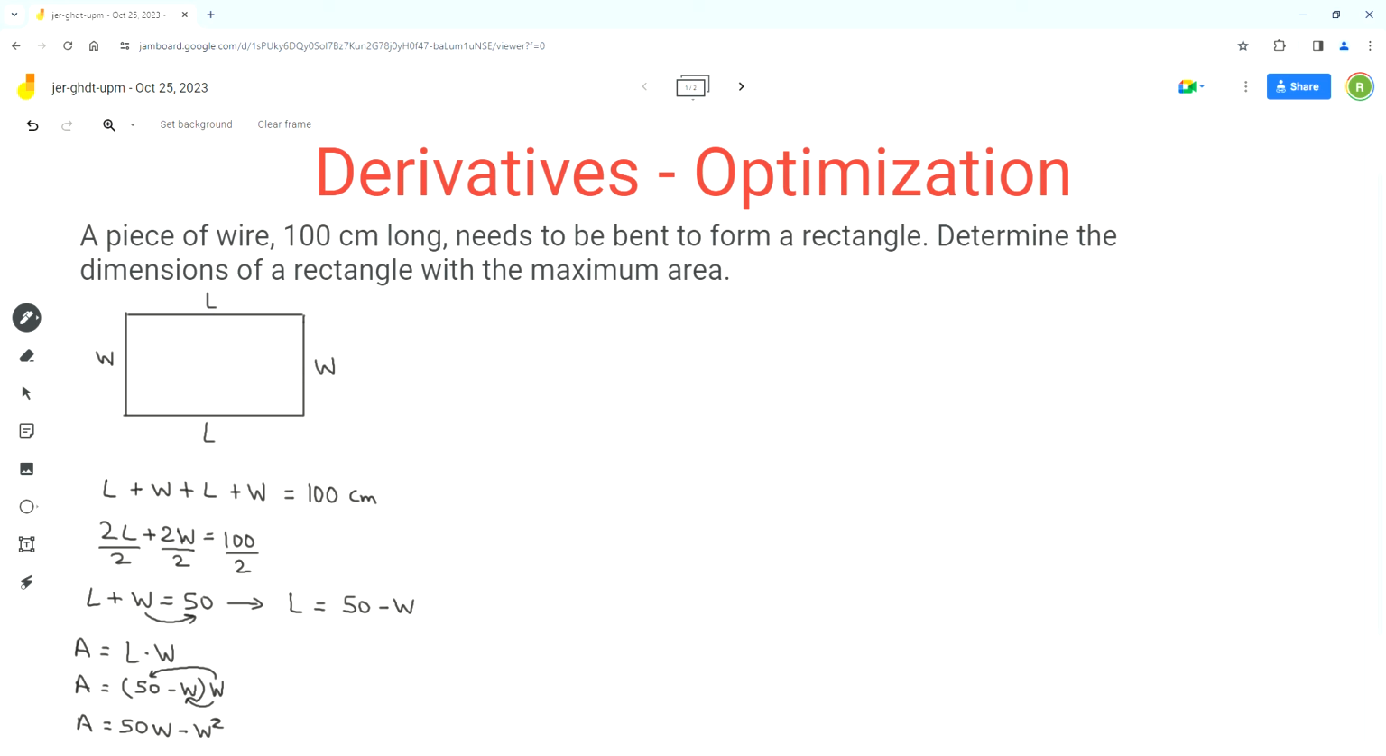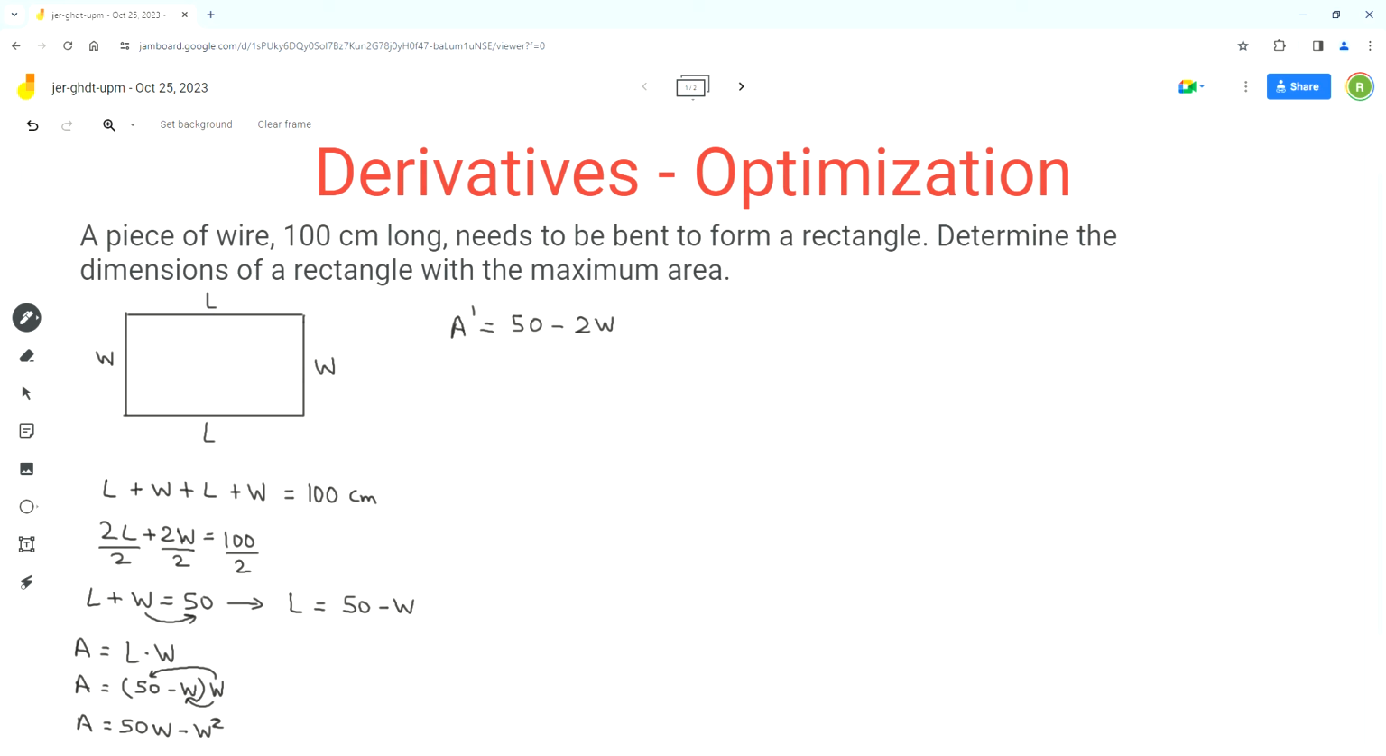So we can find the derivative of this area function using the power rule. So the derivative of 50W, the first term in the area expression, will just be 50. So A prime will be equal to 50 minus, and then the derivative of W squared as per the power rule will be 2W.